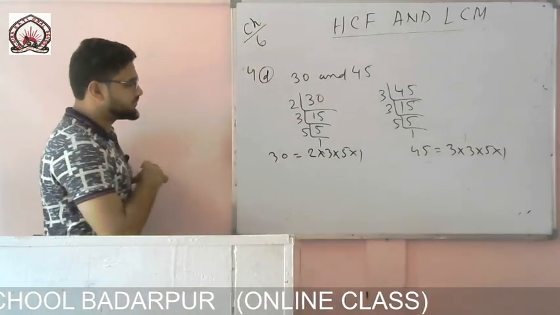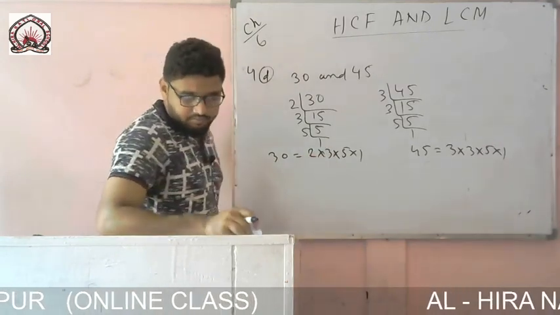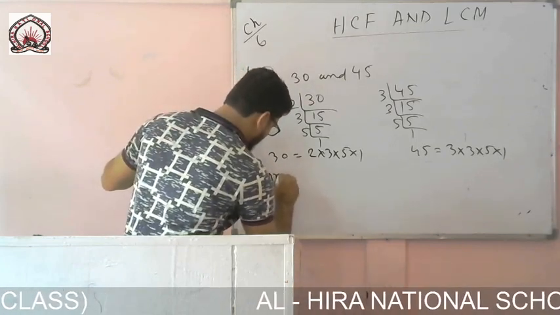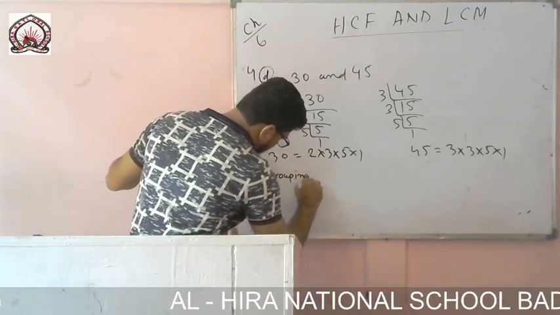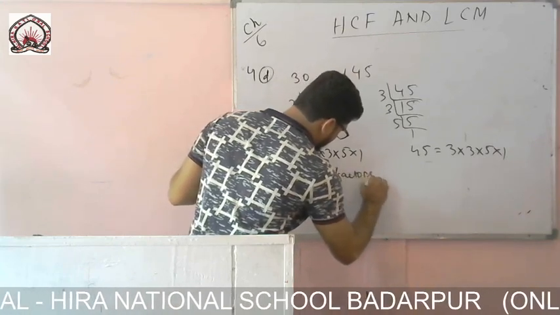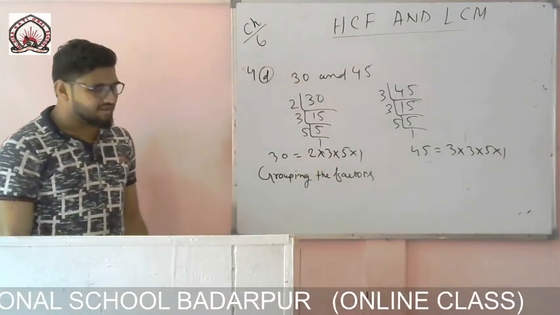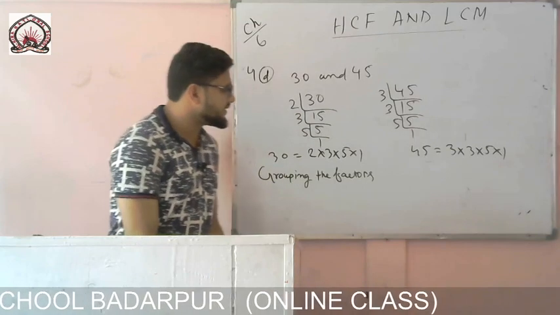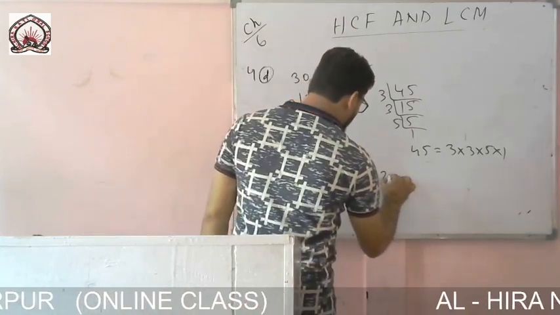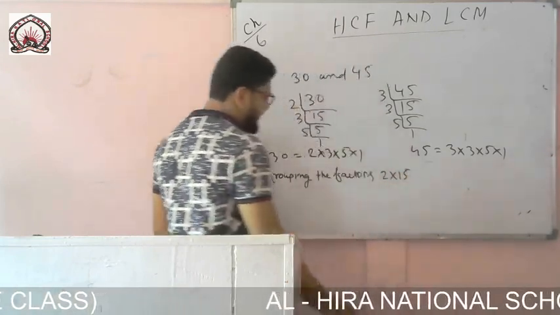Here I can write grouping the factors. Grouping the factors: 2 into 3 is 6. Here, 2 into 3 5s are 15.